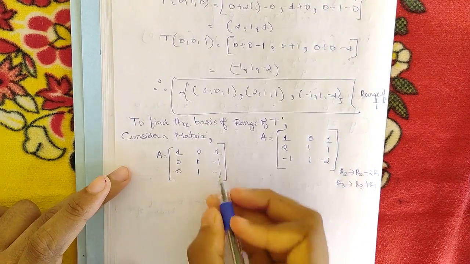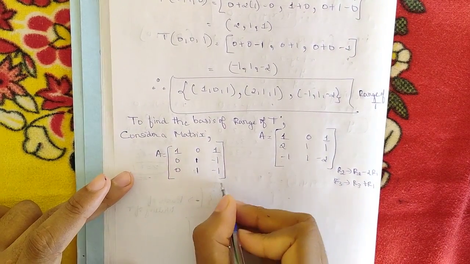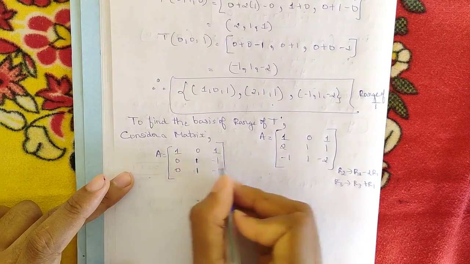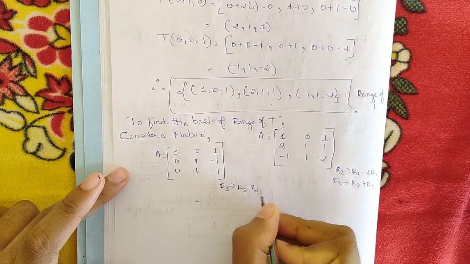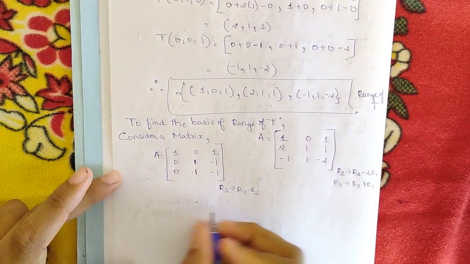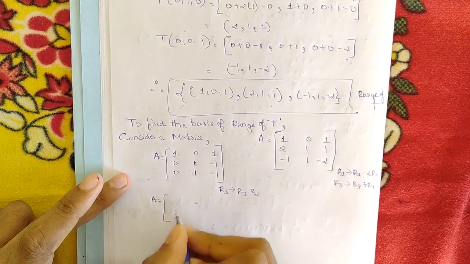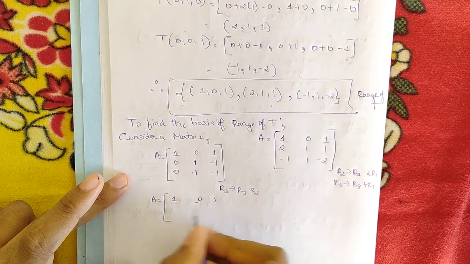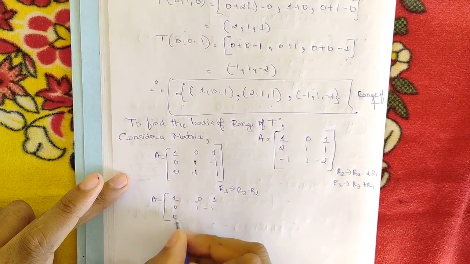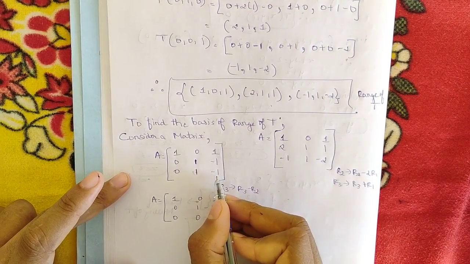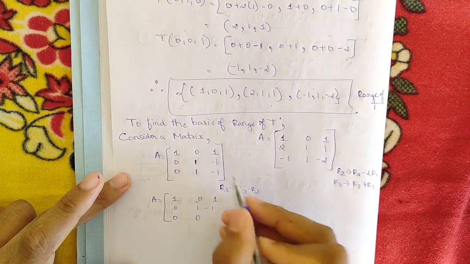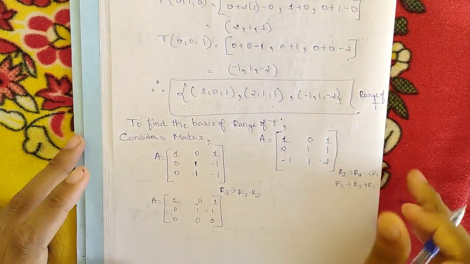Okay. Now this term you should be making it 0. So R3 with respect to R2 you should be changing, that is R3 minus R2. So if you do 1 minus 1 you will be getting 0, right? So R3 minus R2. So write the changed matrix: 1 0 1, 0 1 minus 1, 0 0, R3 minus R2, that is minus 1 minus of minus 1, that is minus 1 plus 1. Again we get 0. Okay.